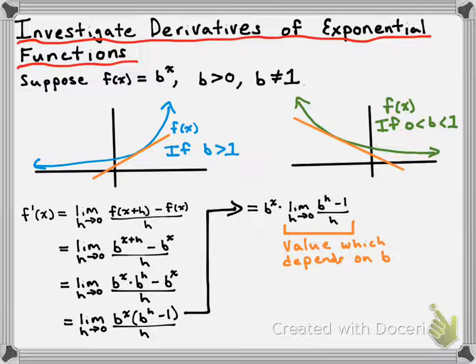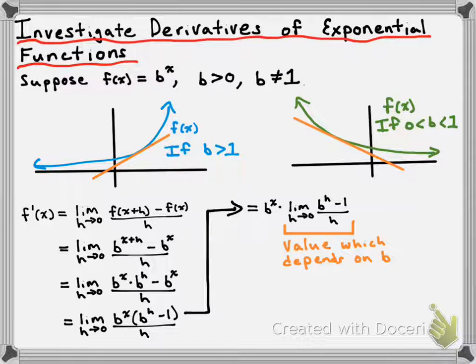Now, the reason why this is important is because in this line, since we have b to the power of x multiplied by this limit, that indicates to us that the derivative of the function f of x is going to be the function f of x itself, which is b to the power of x, multiplied by some number, which of course is going to depend on what b is. Okay, well that's interesting. So the derivative of an exponential function is just going to be some constant multiple of itself.